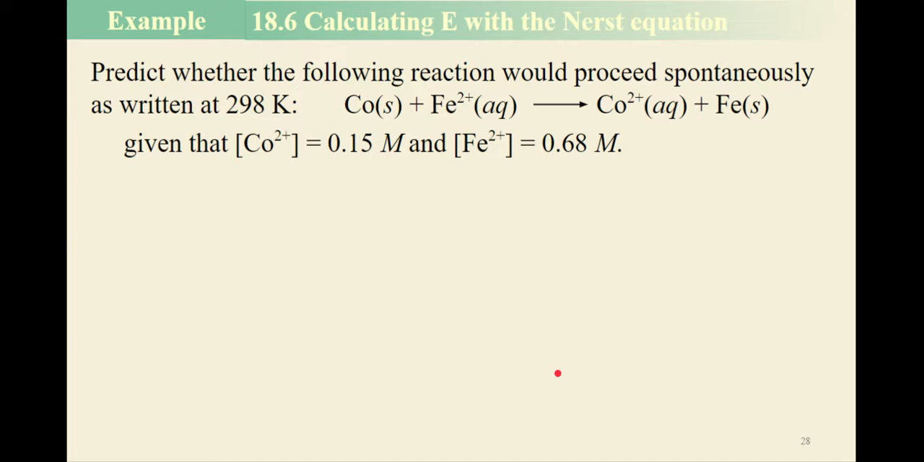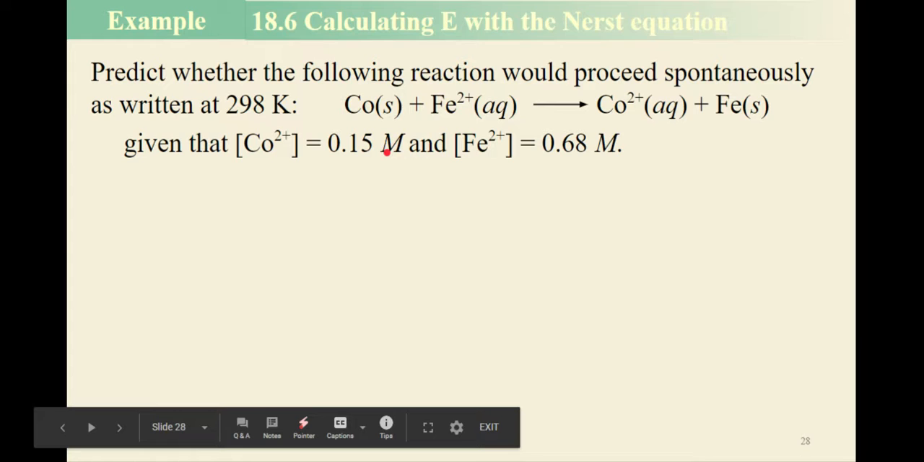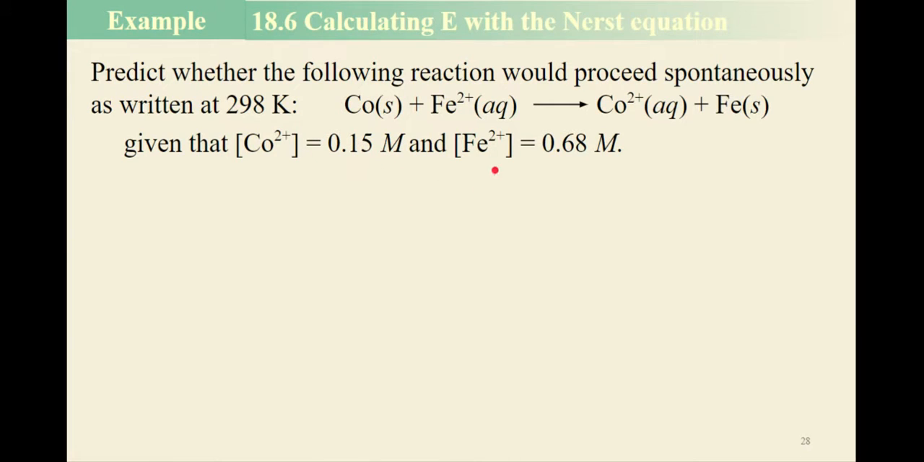Let's use the Nernst equation to find the cell voltage when we have a 0.15 molar solution of a cobalt ion, and iron ion is at 0.68 molar. So we want to know, would this reaction be spontaneous? So what we're trying to figure out is when we calculate E, what is its sign? Because if it has a positive cell potential, a positive E, it would be spontaneous. But if it's negative, then we know it's not spontaneous, but we're going to quantitate it.